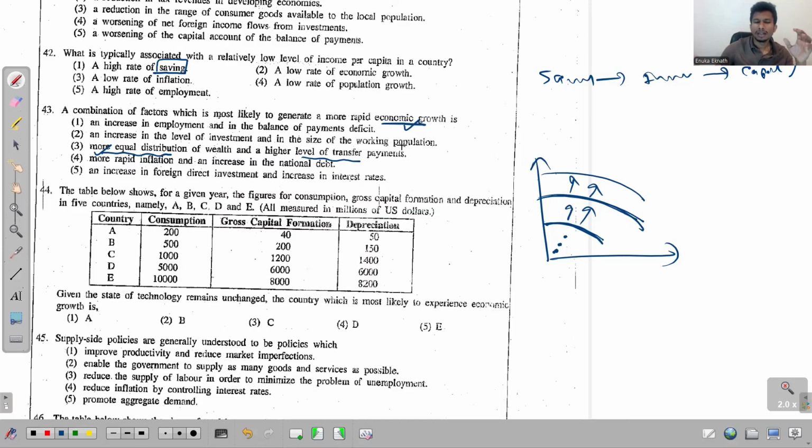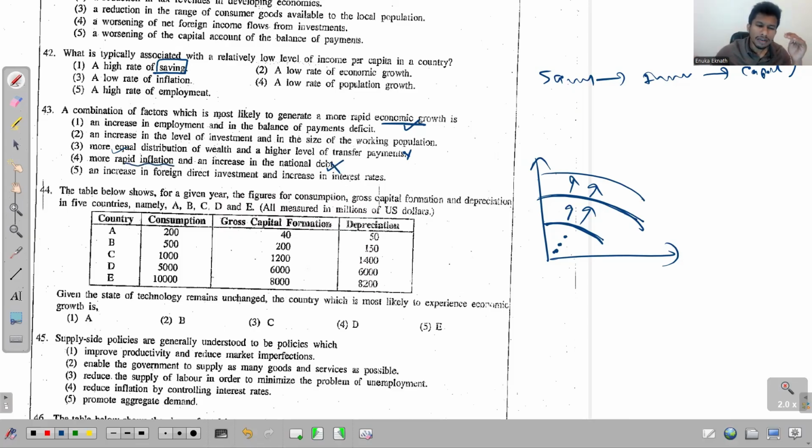You know what will happen? When the government expenditure gets increased for transfer payments, that will have a negative impact on economic growth. Then the government will not have enough financial resources to build infrastructure capital in the economy. So again, this is wrong. The fourth one, more rapid inflation and an increase in national debt. See, if the national debt is very high, they will not have resources to make investments.